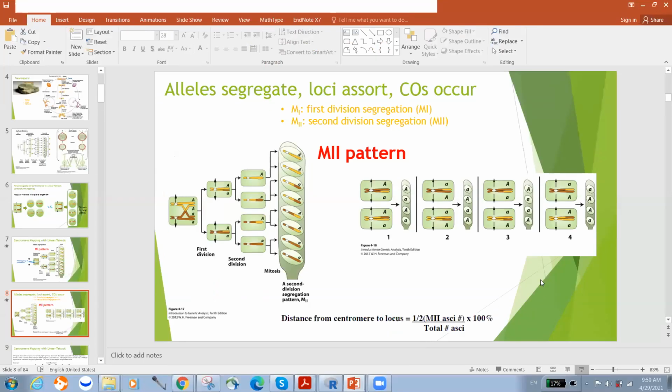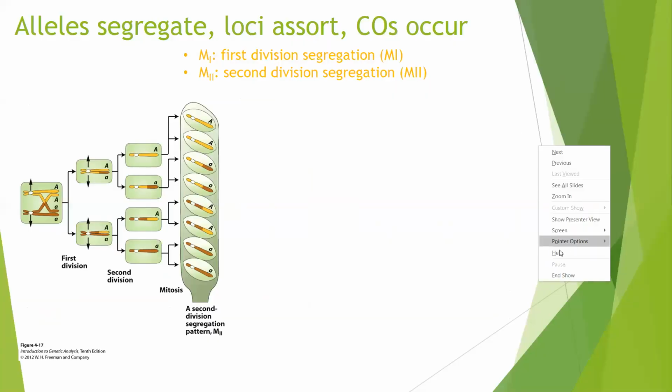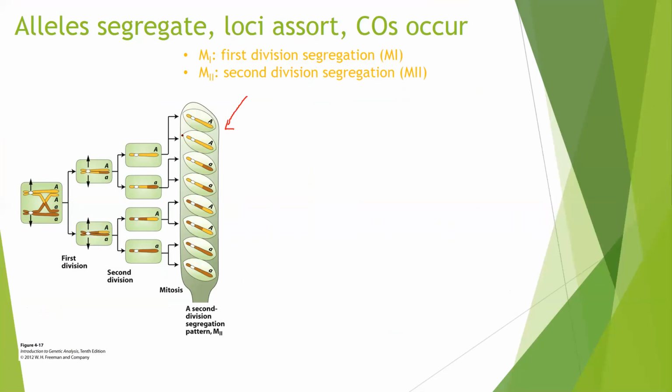But if you look into this pattern very carefully, what you can see is, out of these 8 progeny, or out of these 4 progeny, they're the same, right? So half of them are parental type. These are parental type. And half of them are the recombinants. Do you agree? All right.